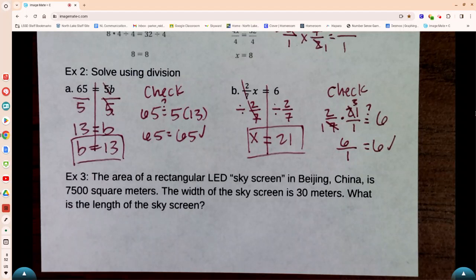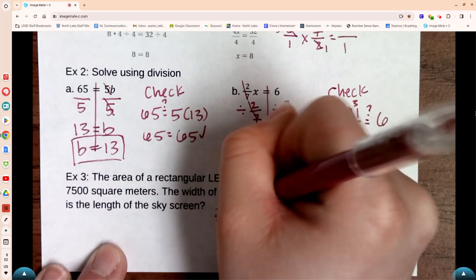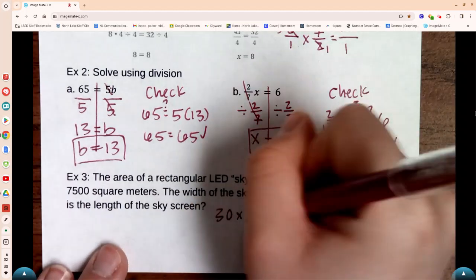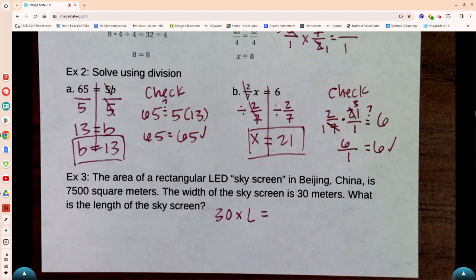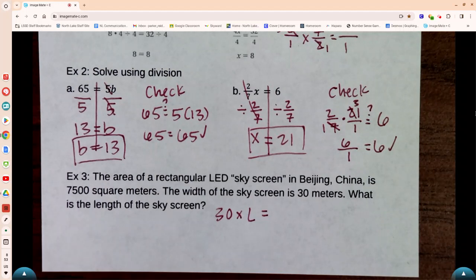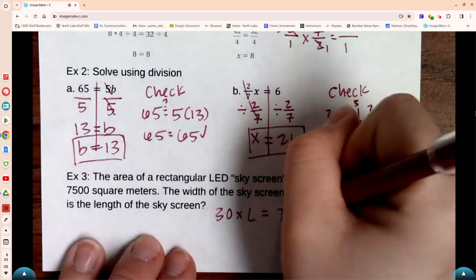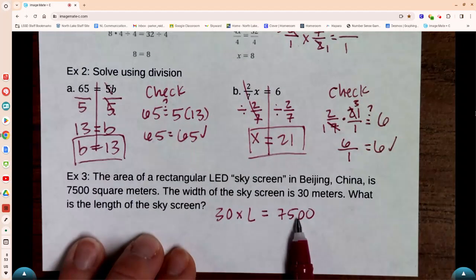So how do you find the area of a rectangle? You kind of need to know that to set this up. How do you get the area of a rectangle? Which do you do? Aubrey? So the width is 30 times the length, which I don't know, so I'm going to use an L to represent that. What should that equal according to the problem? If I do 30 times whatever the length is, what is that supposed to equal? 7,500. Yeah, because they told us this is the area.